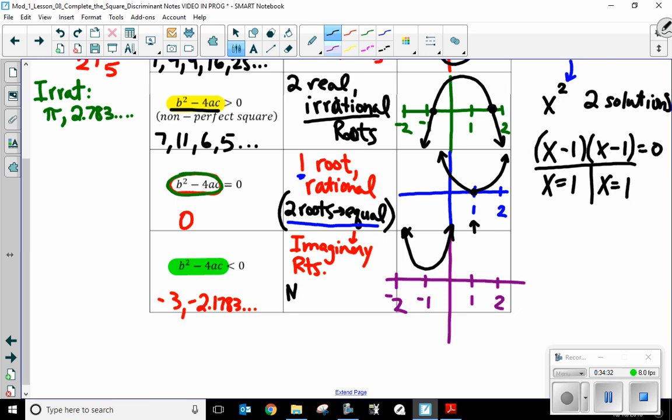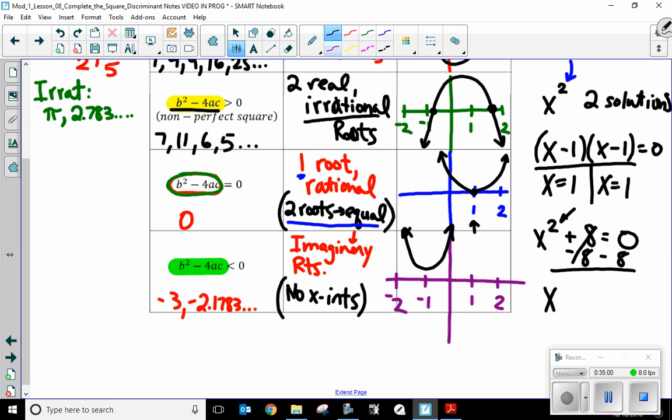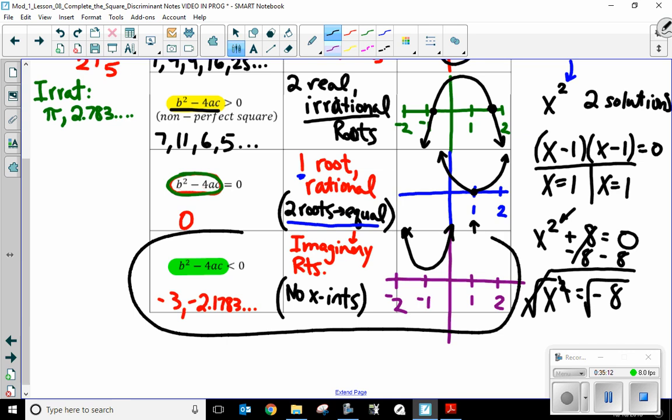So no x-intercepts. Again, you're like, Visca, what if I have x squared plus 8 equals 0? Shouldn't I be able to solve that and get 2 answers? No, you won't get two answers. Sometimes there are no solutions. If I subtract 8 from both sides, I'll get x squared equals negative 8. If I try to take the square root of a negative number, that's a no-no. That's what this gets you right here. Okay, that's a great explanation I just gave you for why we get imaginary numbers.